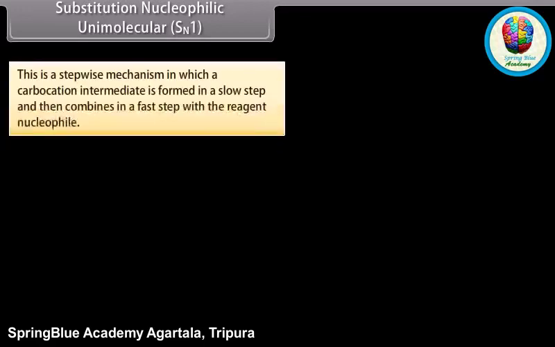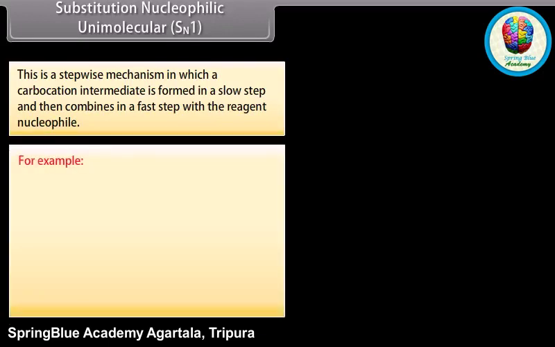Substitution nucleophilic unimolecular SN1. This is a stepwise mechanism in which a carbocation intermediate is formed in a slow step and then combines in a fast step with the reagent nucleophile.